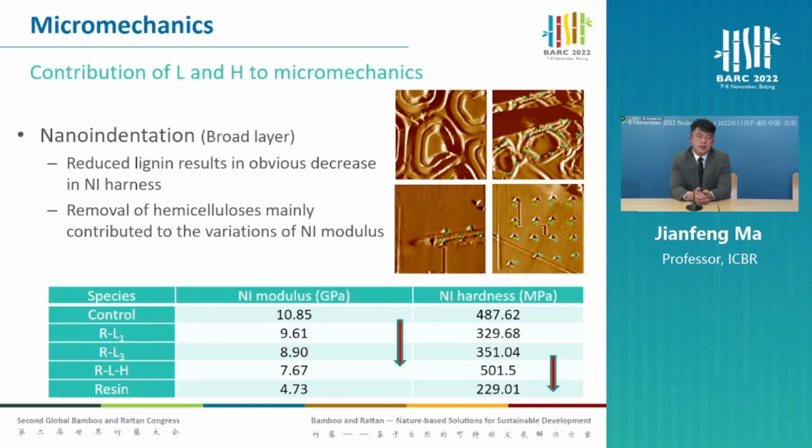Also, we tried to find the contributions of lignin and hemicellulose to the macromechanics. We used the successive extraction method to gradually remove lignin and hemicellulose. We found that reduced lignin results in an obvious decrease in NI hardness, while the removal of hemicellulose mainly contributed to the variations of NI modulus.